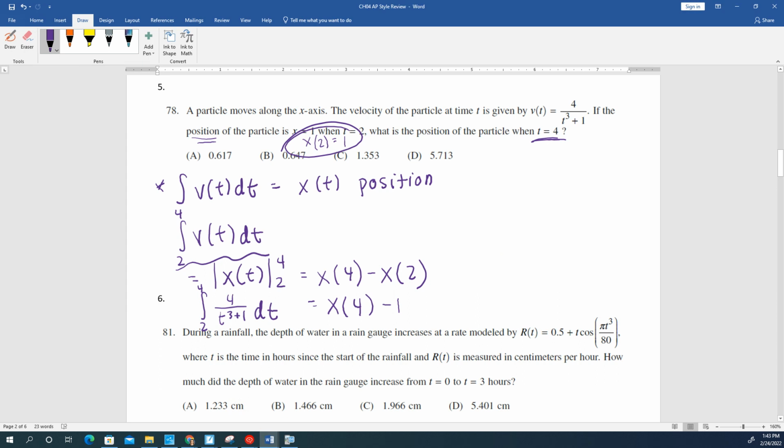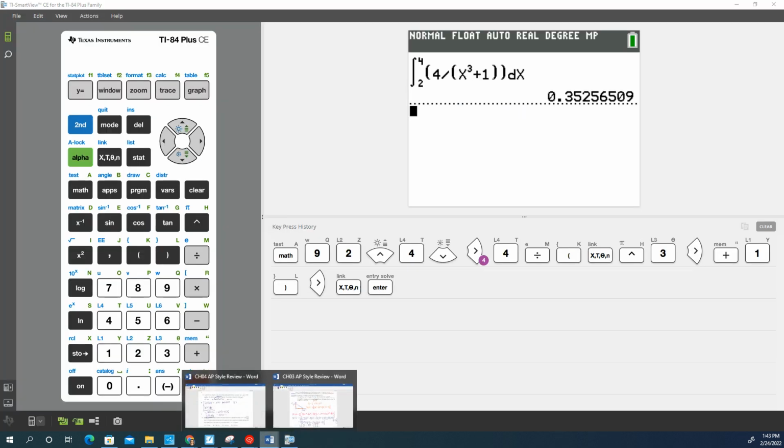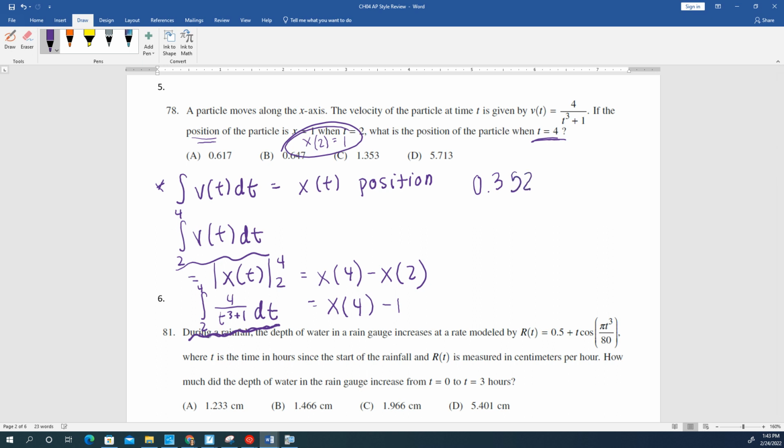So here's what we know. This is 0.3525, and so on. And that's the same as my position after 4 seconds minus 1. Have to ring the bell. Maverick Schultz, please. So to find the position after 4 seconds, we'd add 1 to that. Also Casey Walker and Isaac Wheeler Bonilla. So that'd be C.